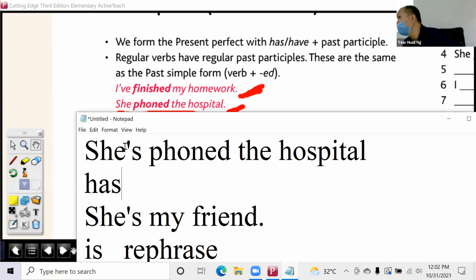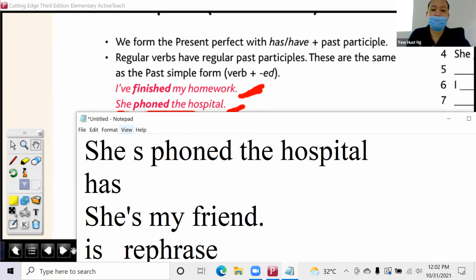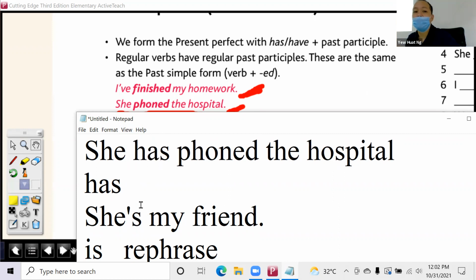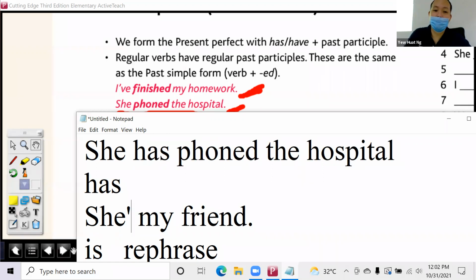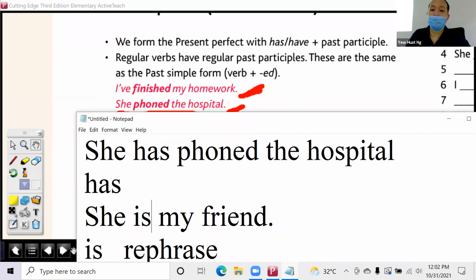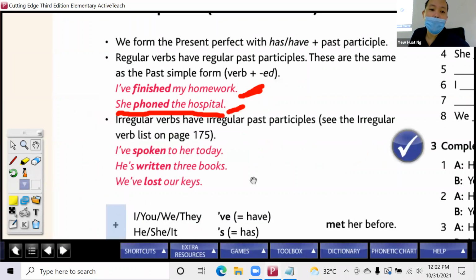For formal English, you know formal? 正式的. For formal English, I cannot use short forms. I cannot use contracted forms. I cannot use all this for formal English. Formal English has to be like this. Okay, good.